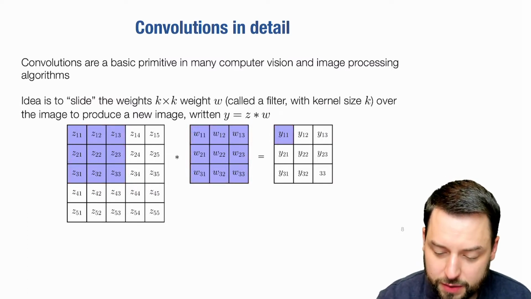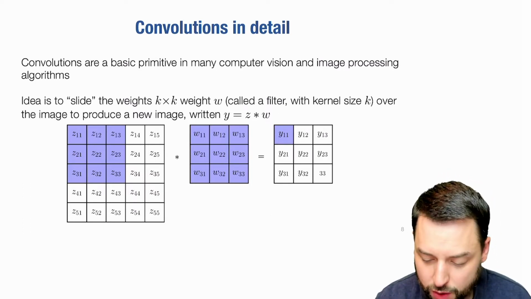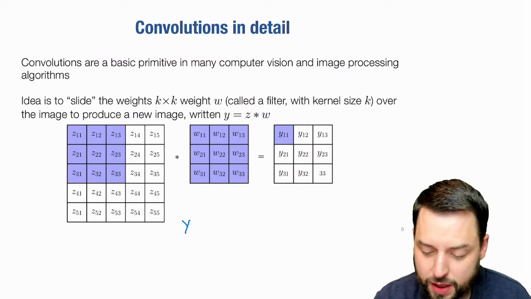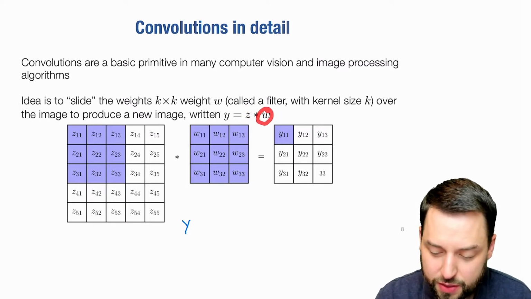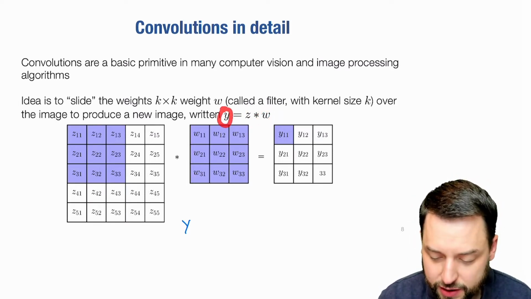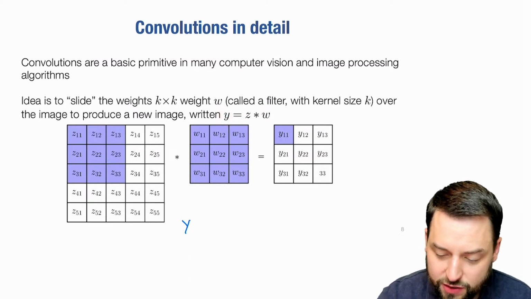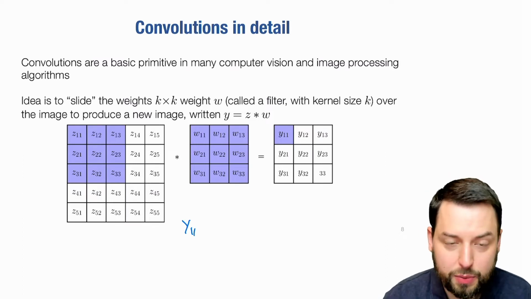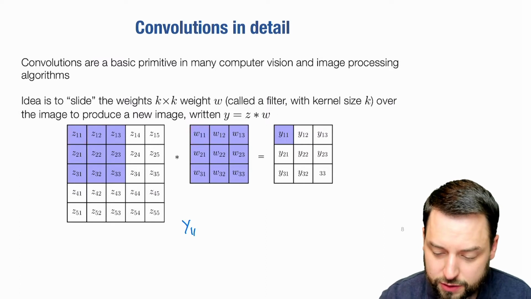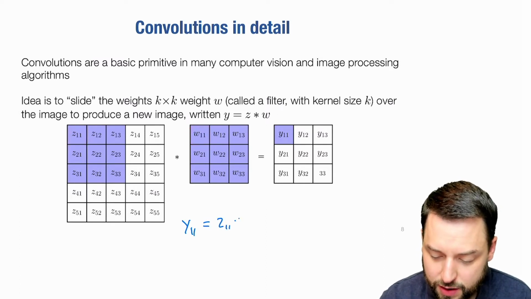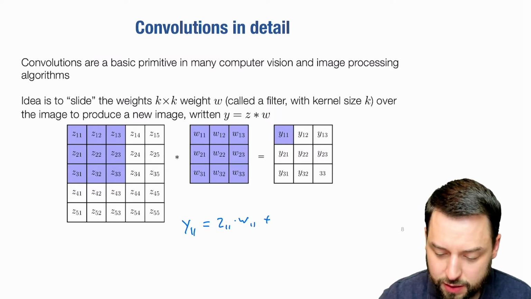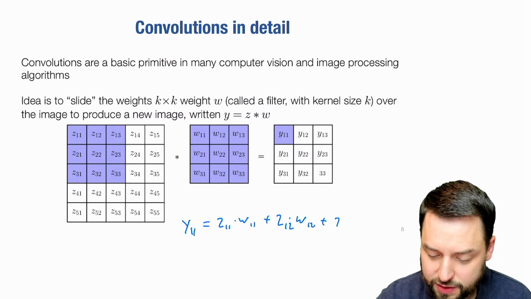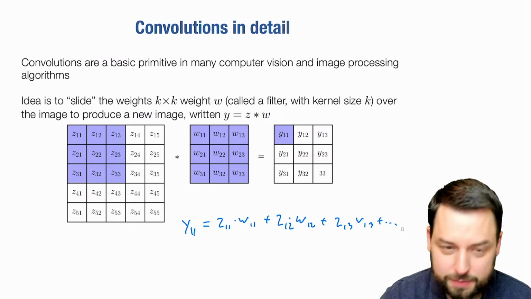A little bit more formally, if we want to produce the output y11, the input is a tensor or matrix z, the weights are a tensor or matrix w, a filter. We'll talk about sizes in a second, and the output is a similar sort of image y. In this case, y11 would be equal to the product of corresponding entries in our filter and our input. So it's z11 times w11 plus z12 times w12 plus z13 times w13, etc. So that's the equation.